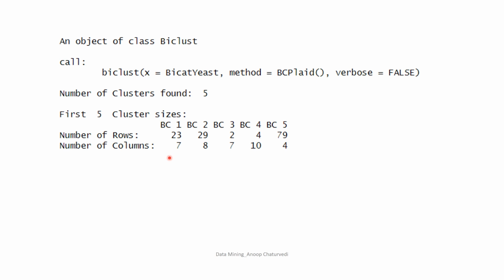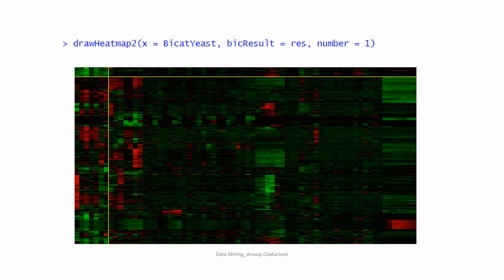The first bicluster has 23 rows and 7 columns. The second one has 29 rows, 8 columns. The third bicluster consists of 2 rows and 7 columns. The fourth bicluster has 4 rows and 10 columns. And the fifth bicluster has 79 rows and 4 columns. So in all, it has identified the 5 biclusters. Then here is the heat map of the yeast gene expression data set.